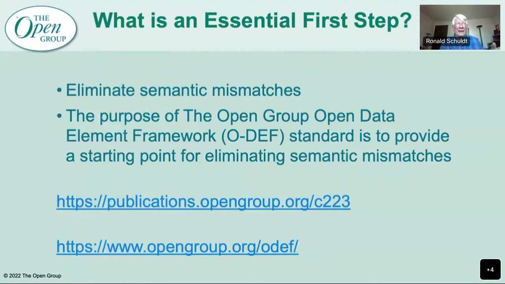And then for relationships, we've got roles. We've got a starting point of roles. And then rather than attributes, we've got properties, a starting point of properties that are based on an ISO standard. So the current version of ODEF is version 3, which is available at that link in the publications at C223. And in addition, you can find more information about the ODEF from an Open Group site, opengroup.org/ODEF. And I'll turn it back over to Chris.